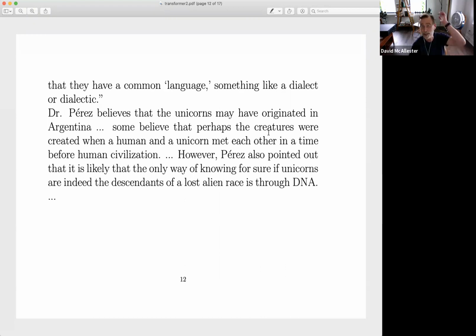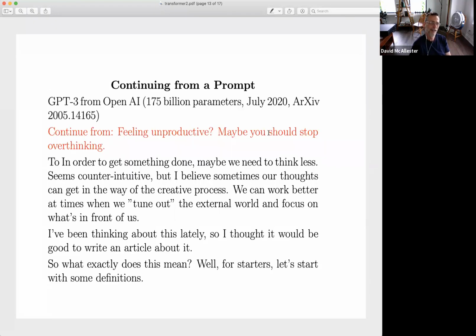When I saw this, I was shocked. This was another thing that led me to sort of believe in the Moore's law of AI.